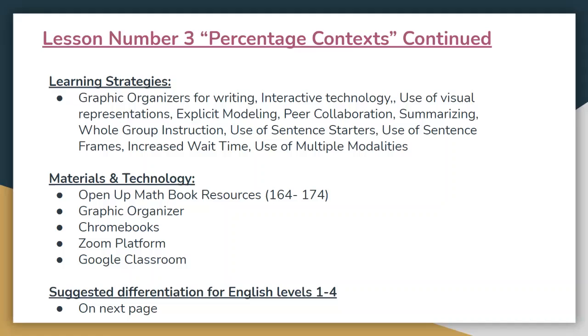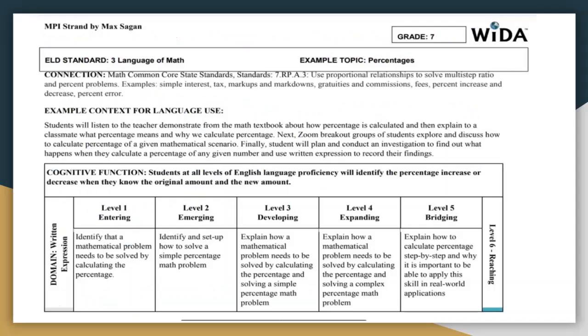The suggested differentiation for English levels 1 through 4 is found here. This particular assignment is evaluating written expression. At level 1, students have to identify that a mathematical problem needs to be solved by calculating the percentage. And slowly we work our way up and scaffold our way up to level 5. Students will have to explain how to calculate percentage step by step and why this is important to be able to apply this in real world applications.